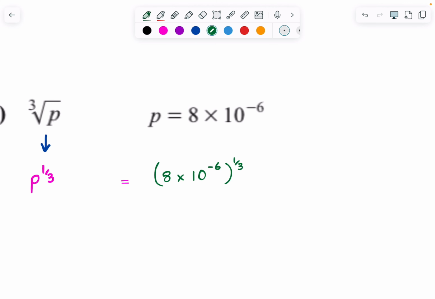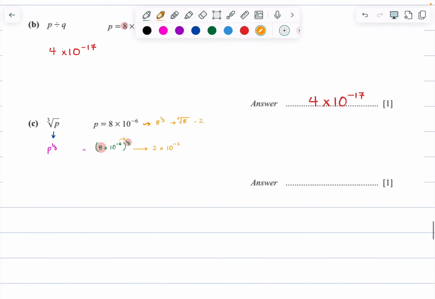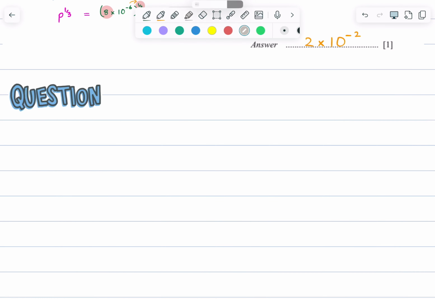ओके नाउ हम हर चीज के साथ पावर सेपरेटली डील करेंगे. 8 टू द पावर 1 ओवर 3 दैट विल बी 8 टू द पावर 1 ओवर 3, isn't that going to be cube root of 8, which is going to be 2? Correct? So this is going to become 2 times. अच्छा 10 के साथ क्या होगा? पावर ऑन टॉप ऑफ पावर का केस है, पावर्स मल्टीप्लाई हो जाएंगी. So minus 6 multiplied by 1 over 3, which is minus 6 over 3, which is going to be minus 2. So it's going to become 2 times 10 to the power minus 2. That is my final answer. Got it? पक्का पक्का? Okay, let's have a look.